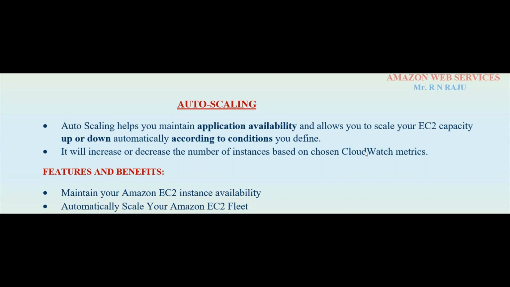For example, if you create an application that is currently running at 20% CPU utilization, I want to create another instance when the CPU utilization is more than 50%. Then it will add one more instance. Then both instances will share the incoming application traffic. So that's why auto scaling maintains application availability. It automatically increases and decreases the number of instances based on CloudWatch metrics. That is the main role of auto scaling.